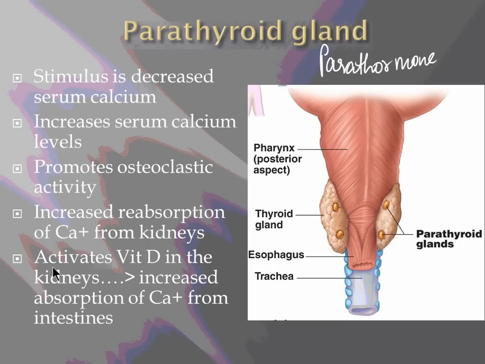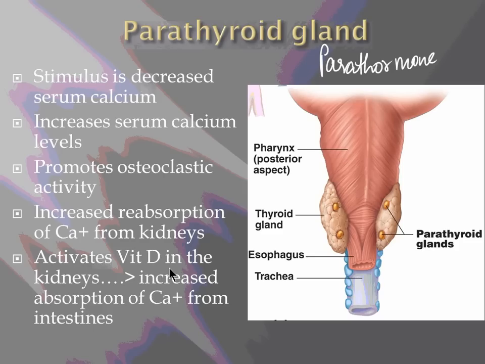It also activates vitamin D in the kidneys, and vitamin D is very important for absorption of calcium from the intestine. So you can see even in the intestine, the absorption of calcium is increased. So always it makes sure that calcium levels will increase in the blood. From bone, the calcium goes into the blood, increased reabsorption of calcium from the kidneys, again passed into the bloodstream, increased absorption of calcium from the intestine, that also goes into the bloodstream, so serum calcium levels rise.